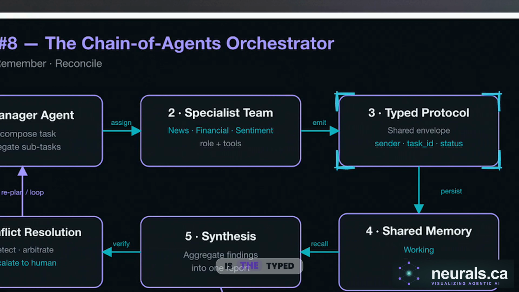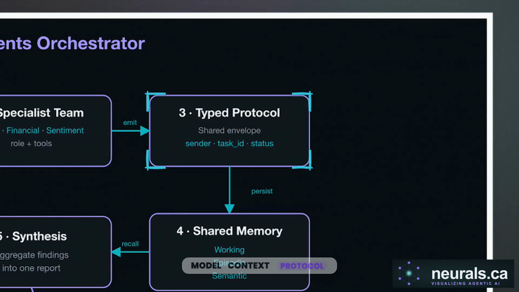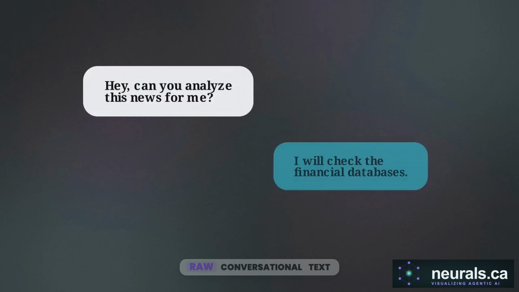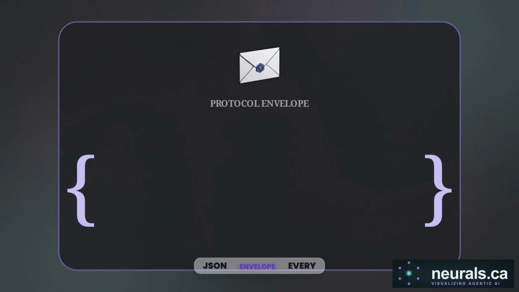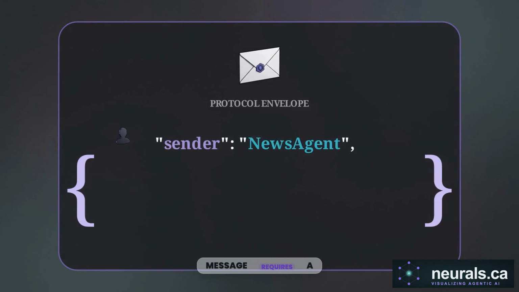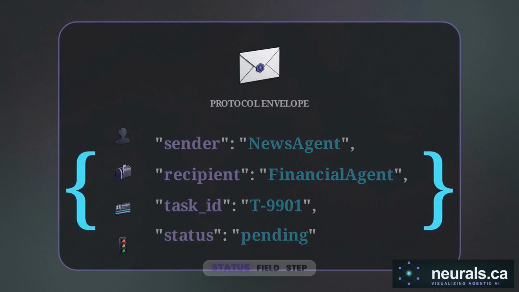Step 3 is the typed protocol. This is the wire layer, built on standard model context protocol and agent-to-agent specifications. Instead of passing raw conversational text, agents communicate strictly through a standardized JSON envelope. Every message requires a declared sender, recipient, task ID, and status field.